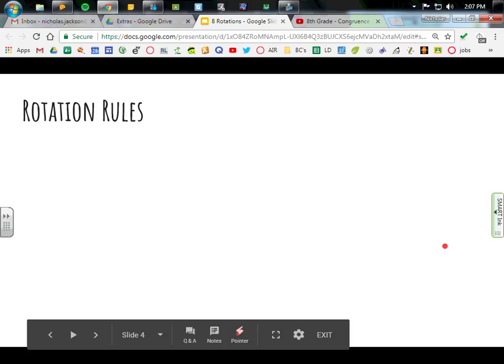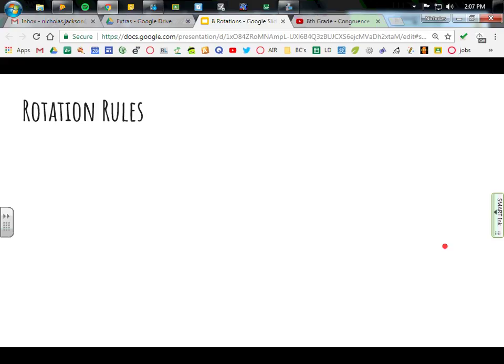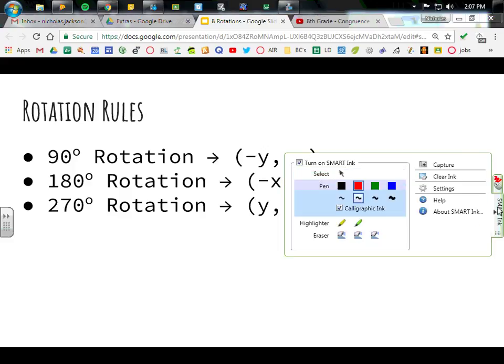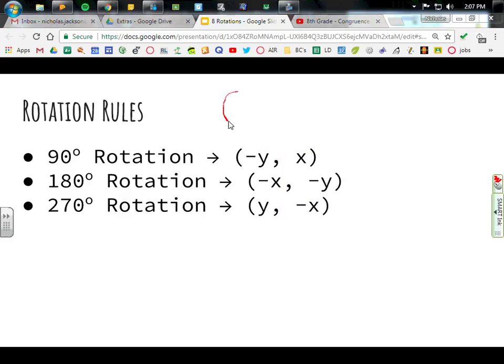Moving on. So suppose you have a figure on a grid and you know its coordinate points, and you need to rotate that figure a certain amount of degrees. There are rules that you can follow in order to do that. So all points on a grid, remember, are always x, y.